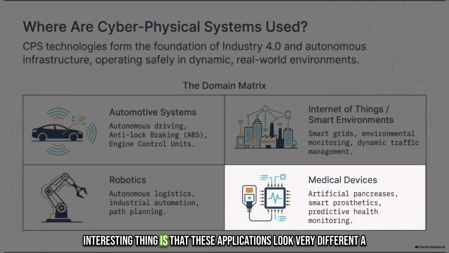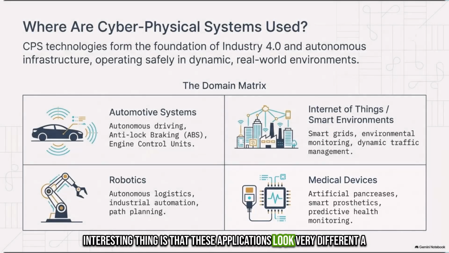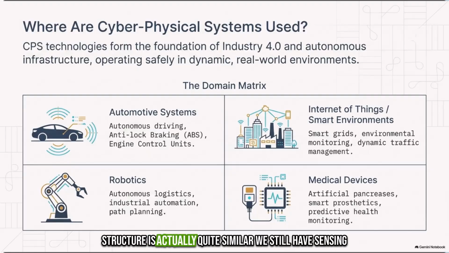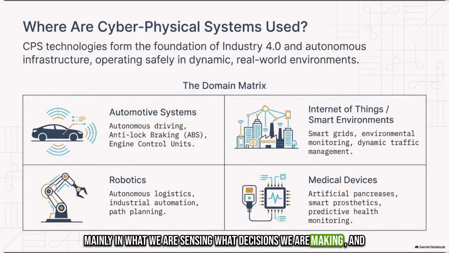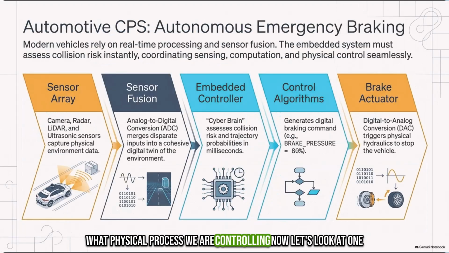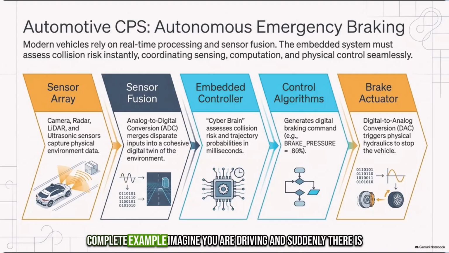The interesting thing is that these applications look very different. A robot looks nothing like an insulin pump, but underneath the structure is actually quite similar. We still have sensing, computation, decision, and physical action. The difference is mainly in what we are sensing, what decisions we are making, and what physical process we are controlling.